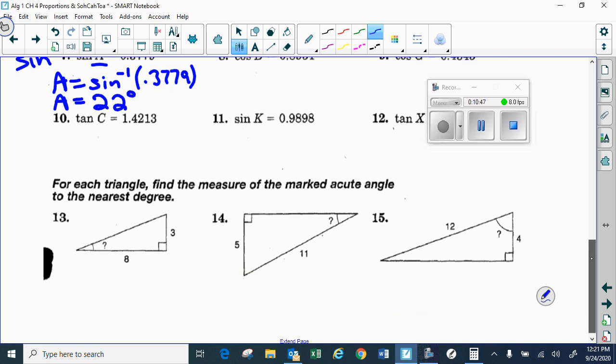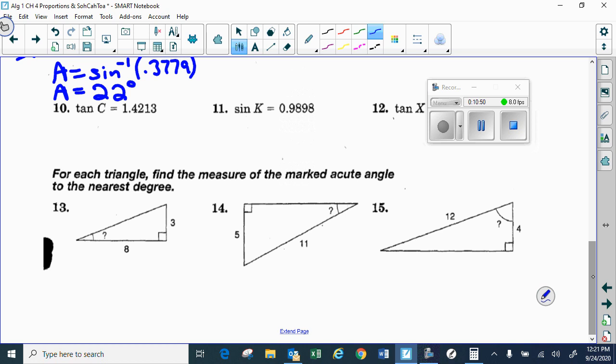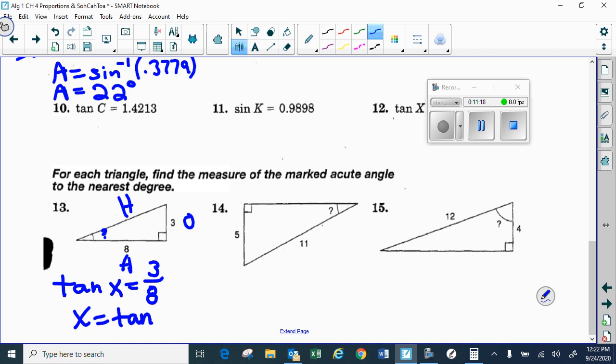All right. And lastly, for each triangle, find the measure of the marked acute angle to the nearest degree. So I need to recognize, again, hypotenuse, opposite, and adjacent. The two that are given to me are the opposite and adjacent, and that is tangent. So that tells me to use tangent, and we'll just call it x. And so the question mark equals the opposite, which is 3, over the adjacent, which is 8. So remember how to get rid of tangent? Inverse tangent. So inverse tangent of 3/8. You can just put that in parentheses like that. And then nearest degree again.